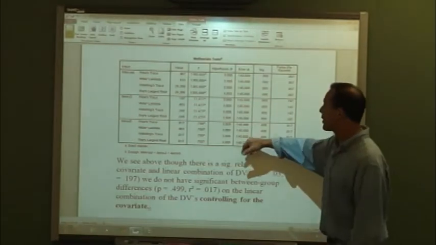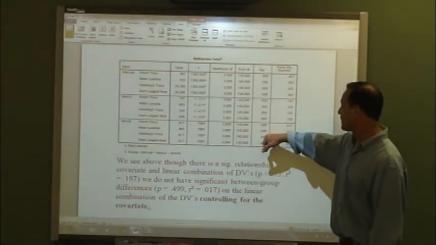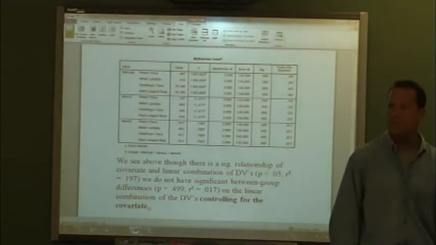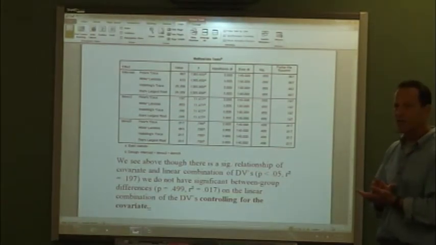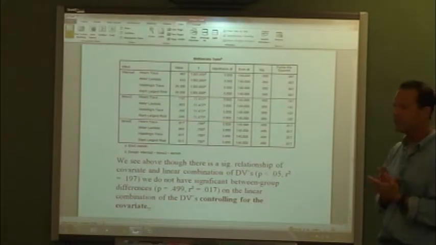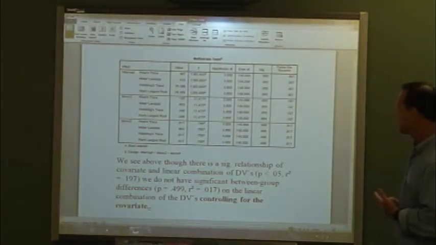Here we see what the actual fixed factor is: not significant, 0.499, and this is a small effect size. 1.7% of the variability in the linear combination of DVs is due to between group differences when controlling for the number of hours of exercise. When controlling for the covariate. Don't forget that part, everybody. Think of it akin to a partial correlation.